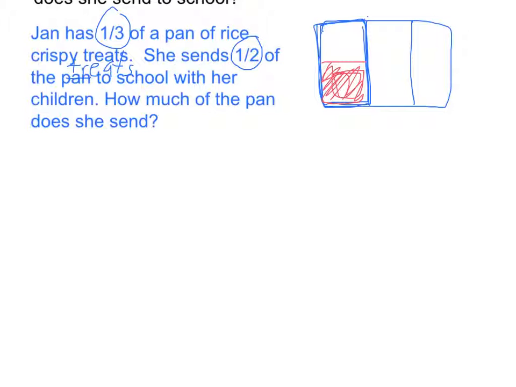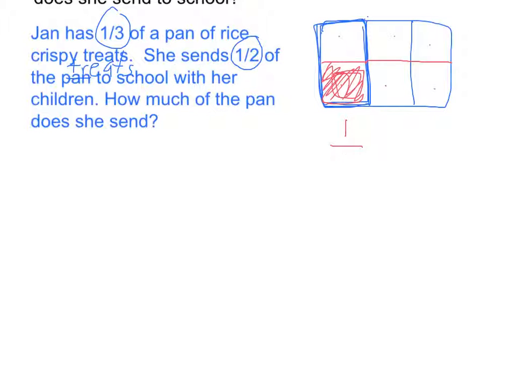So how much of the whole pan does she have? Okay, she had a third, and she sent a half of that third. How much is that compared to the whole pan? We'll just bring this line across so that we can see how big these sections are that we made. How many sections do I have now? 1, 2, 3, 4, 5, 6. I've made 6. And what's the red part? How many sixths is it?